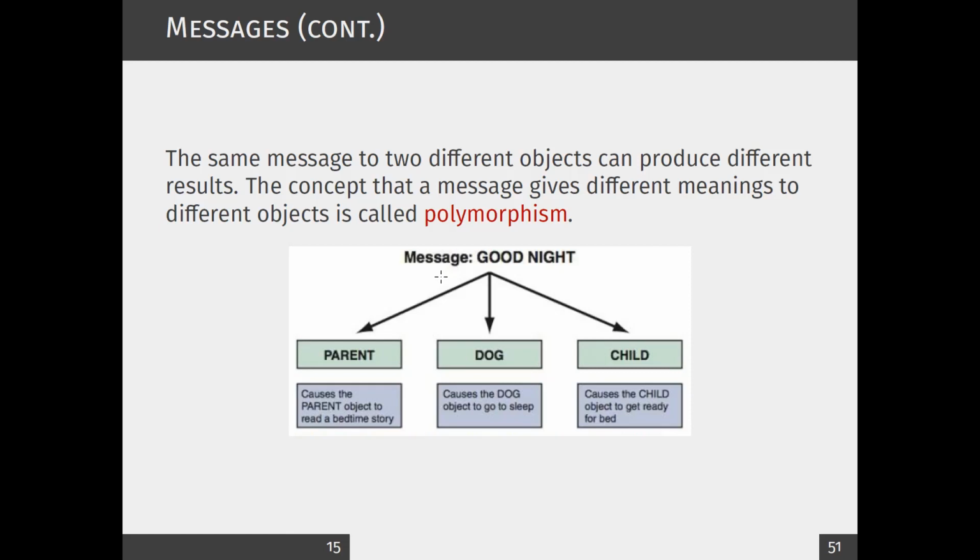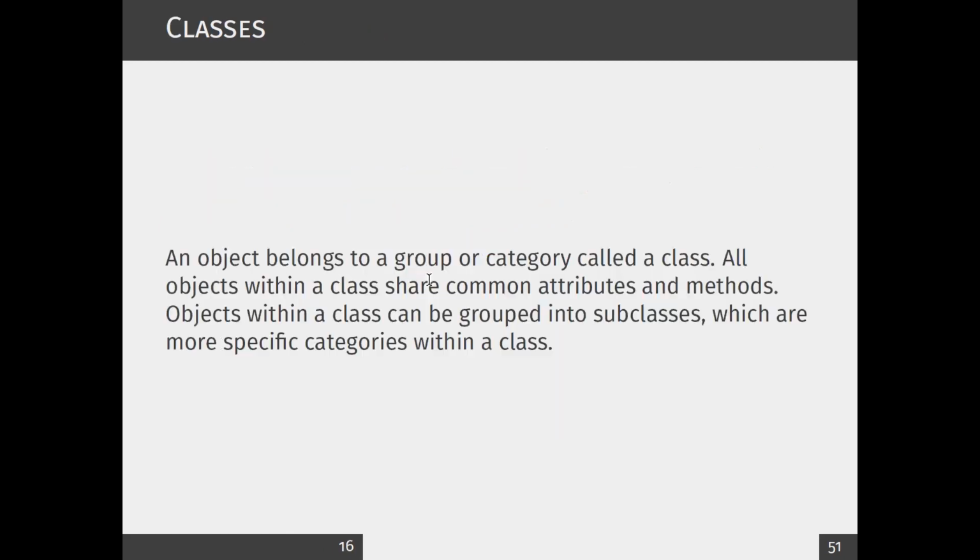Right? So this idea is known as polymorphism. So you will have many forms. When you say good night to a parent, it causes the parent object to read a bedtime story. If that is for a dog, you cannot force the dog object to go to sleep and force the child object to get ready for bed, right? So you can see different objects receive different results, although you call the same message.